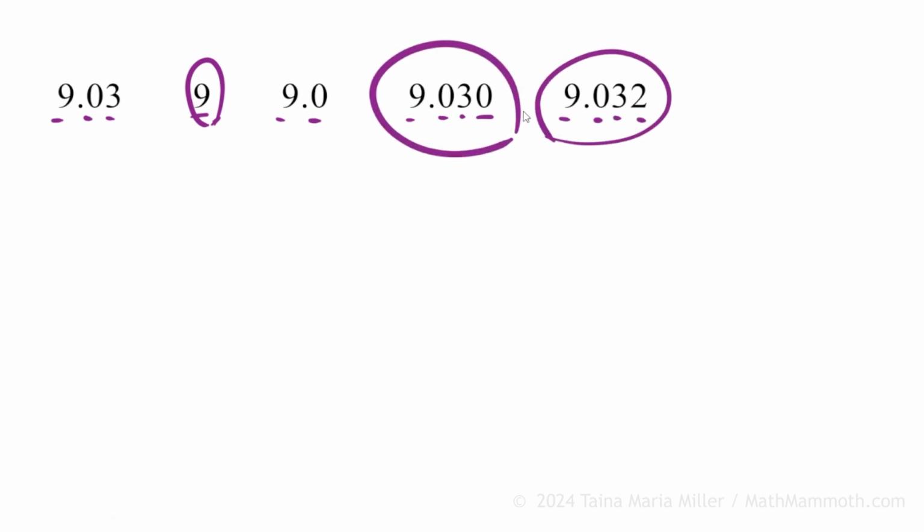9.03, there's 3 significant digits. Here's 2, and here, yes, 0 over there. It contributes to the precision of the number, yes. So 4, and this one also has 4. So these two are the most accurate, equally so.